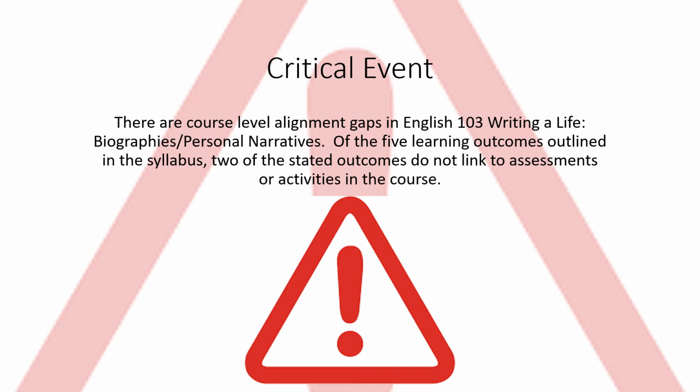The critical event I have identified is present in English 103, Writing a Life. Of the 5 learning outcomes listed in the syllabus, 2 do not link to any assessment or activities present in the units for the course. Because the outcomes remain relevant and meaningful, the goal is not to change the learning outcomes, but to better align the learning materials and instructions throughout the course.